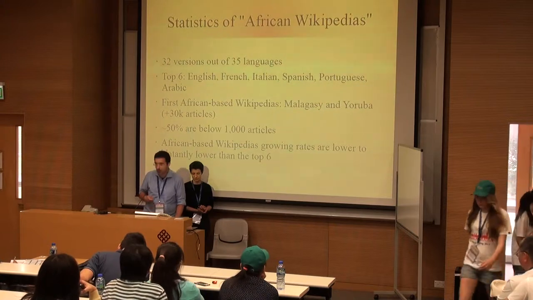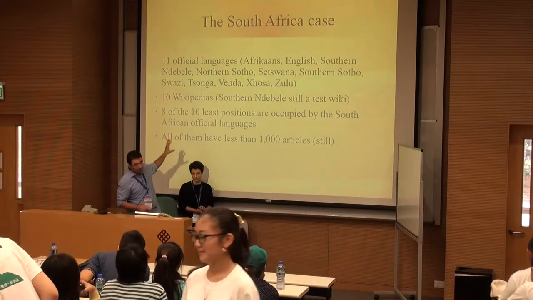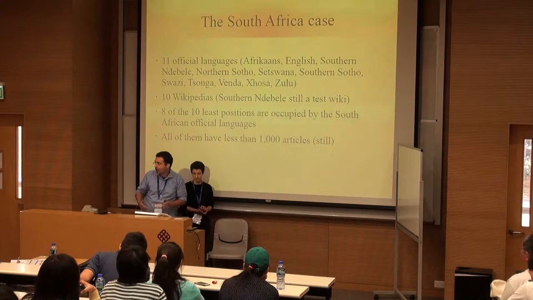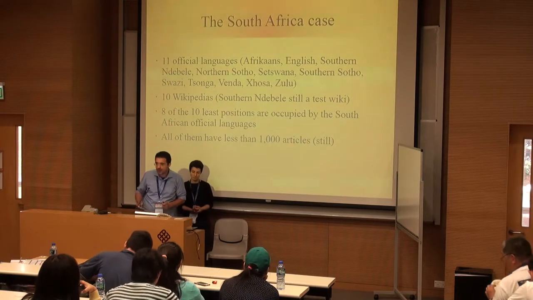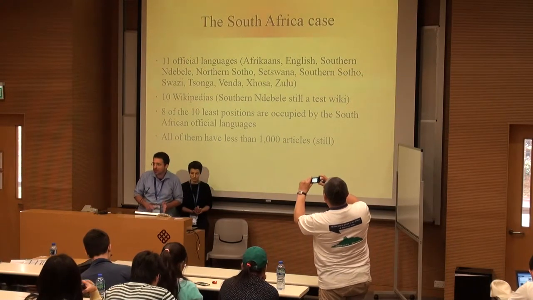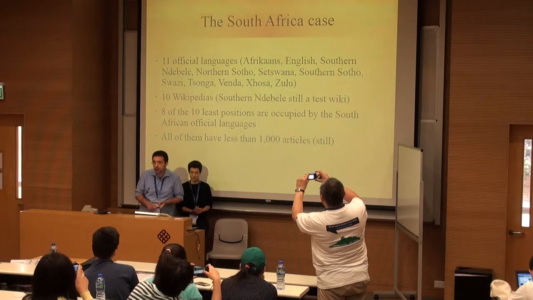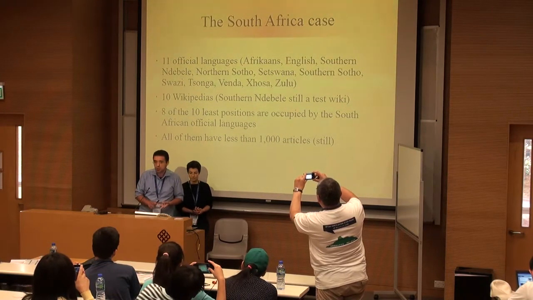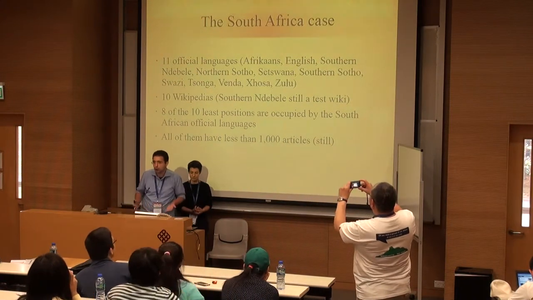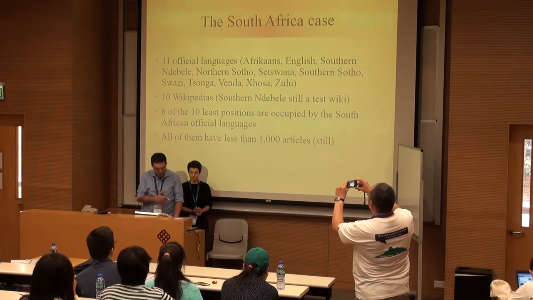It's the Setswana language. So that's the South African case, which actually has it all. Eight of the 10 lowest positions in our findings are occupied by eight of the official languages of South Africa. So we have mainly English, which is of course the main one, then Afrikaans, which is the third best African language, and then we cannot use African language Wikipedias because they all still have less than 1,000 articles.